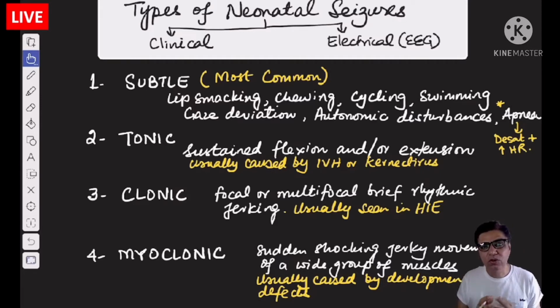Or sometimes it can also present as autonomic disturbances. So the baby is otherwise fine, but all of a sudden he would become pale, or he would become cyanosed, or he might stop breathing for a few seconds. And this type of apnea is usually associated with desaturations. Like if you put them on an oxygen monitor, you would see that the sats usually dip down to mid 80s or low 80s, and it is associated with an increase in heart rate. So autonomic phenomena can be a manifestation of subtle seizure.